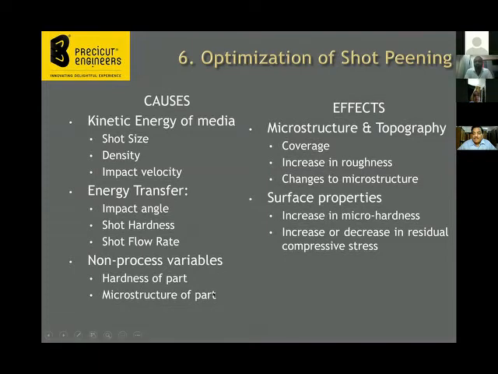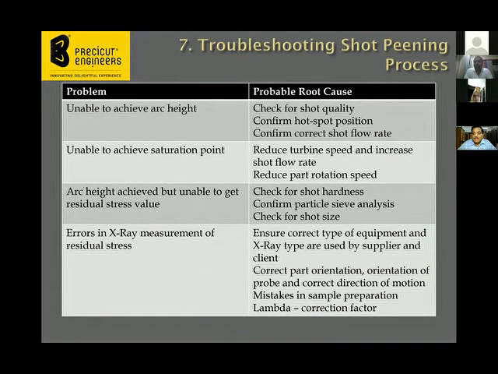And now lastly, I'll just briefly go through a few of the typical problems related to the process which we have come across over a period of time. Firstly, we start establishing the process, but we are unable to achieve the arc height. Generally this happens when the arc height requirements are on the higher side. Why this happens usually is, like I said, first you have to check the quality of shots.